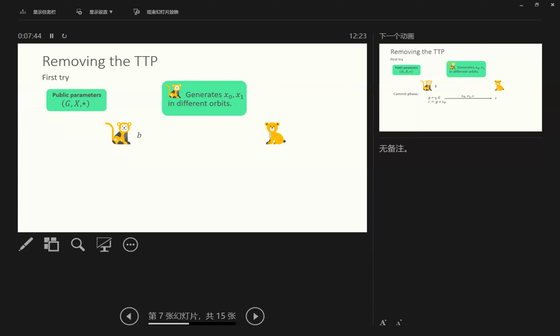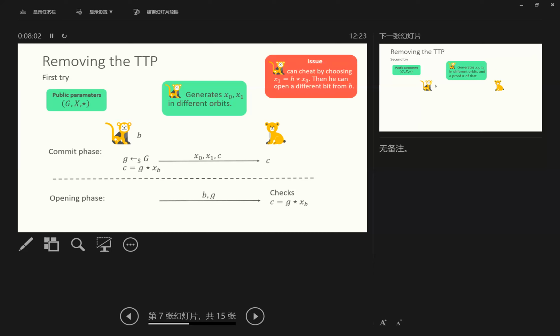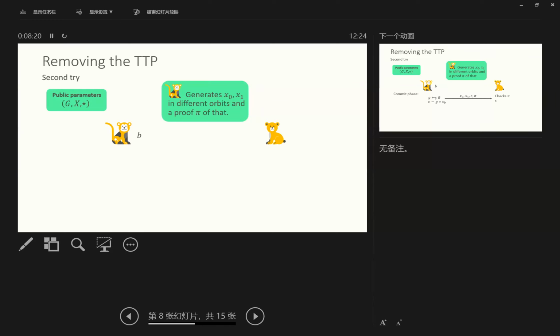Okay, our first try is that we make the sender generate X0 and X1 in different orbits. So in the commit phase, he also sends X0 and X1, and then we check this as before. Some of you can see that this is not a safe choice because the sender can cheat by choosing the two elements in the same orbit, and then he can open a different bit from the committed bit. So this doesn't work.